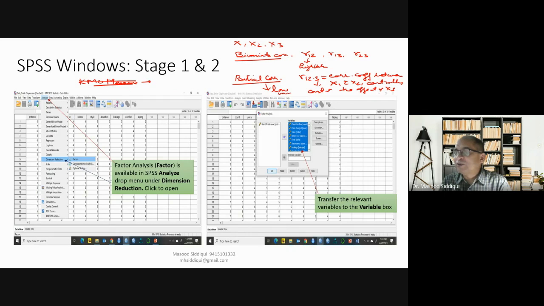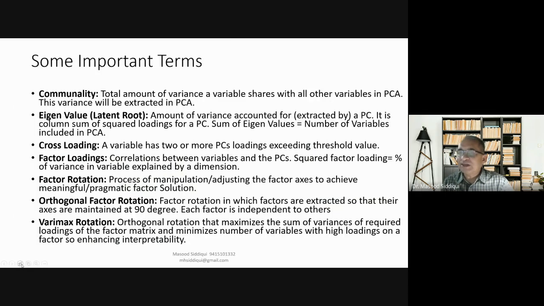So let me introduce the formal definition here also. Communality is the total amount of variance a variable shares with other variables in the principal component. This variance is being extracted in the principal component that I have just discussed. So if high communality is there, it shows high common variance, and high common variance means that variable would be highly correlated with other variables. It shows that the particular variable is showing high dimensionality, and that variable is appropriate for the principal component.